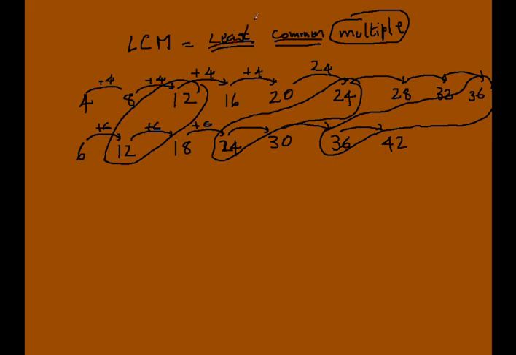But which one is the least common multiple? It's 12. That's the first number they have in common. So 12 in that case will be the least common multiple. So what is the least common multiple between 4 and 6? It will be 12, and that's your answer.